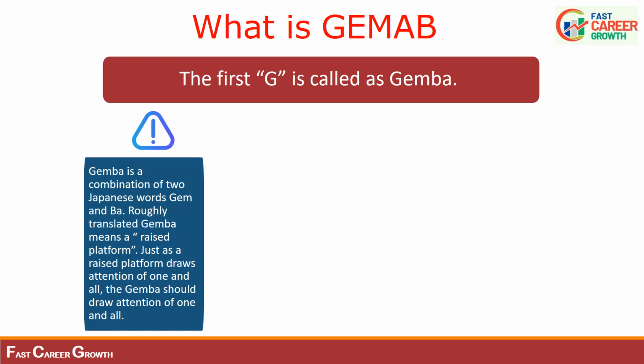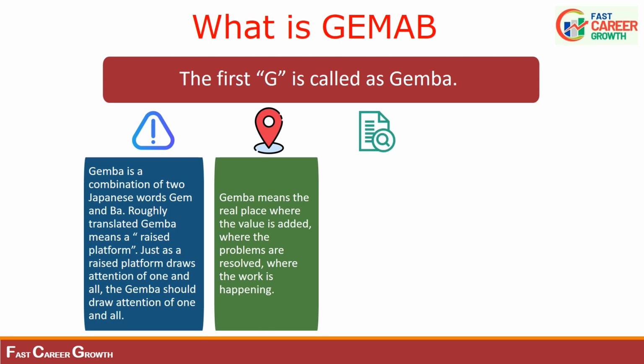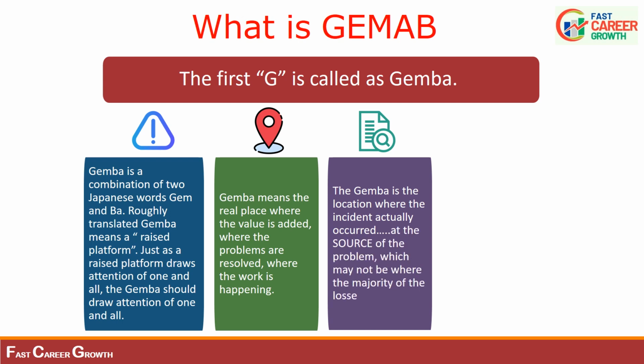Or in other words, GEMBA means the real place where the value is added, where the problems are resolved, where the work is happening. The GEMBA is the location where the incident actually occurred, at the source of the problem, which may not be where the majority of the losses occurred.